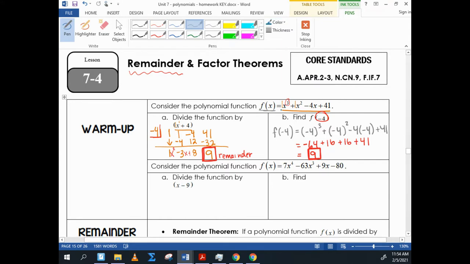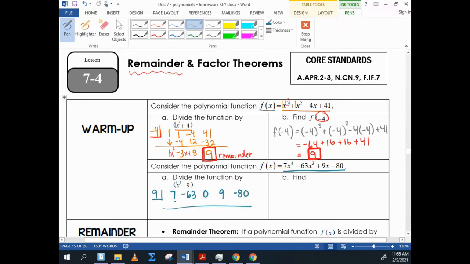So now we're going to divide a different function. Here's the function. They want me to divide it by x minus 9. So again, I can use my synthetic division since it is a 1x to the first power. So we're going to change the sign, make it a 9, and then just write your coefficients. Now watch out for missing terms. I've got 7x to the fourth. I've got negative 63x to the third. I don't have any x squareds, so I've got to put that 0x squared, 9x, and negative 80.